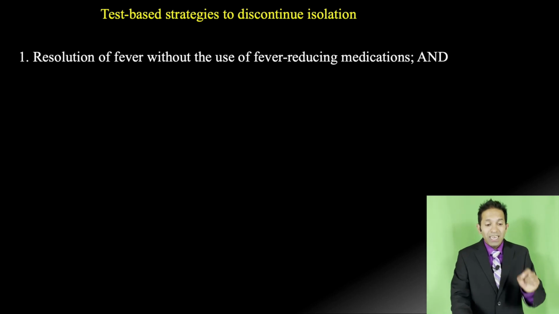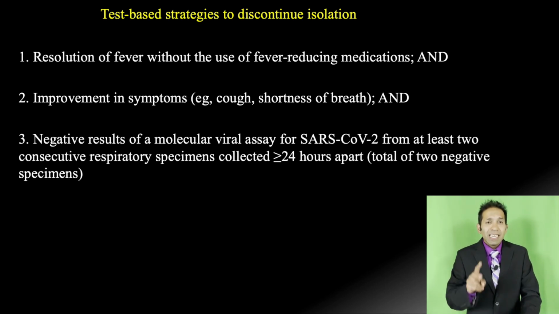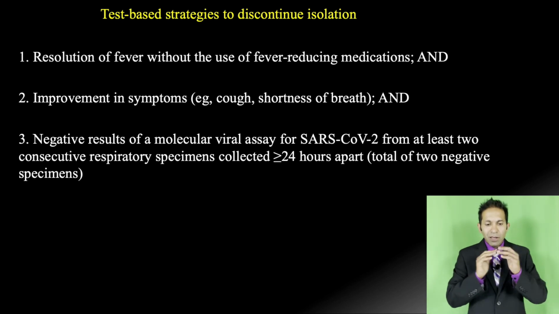So point number one, resolution of fever without use of fever reducing medication. And point number two, improvement in symptoms, cough, shortness of breath. And point number three, negative result of SARS-CoV-2 from at least 2 consecutive respiratory specimens collected 24 hours apart. A total of 2 negative specimens. So this is a very important point.